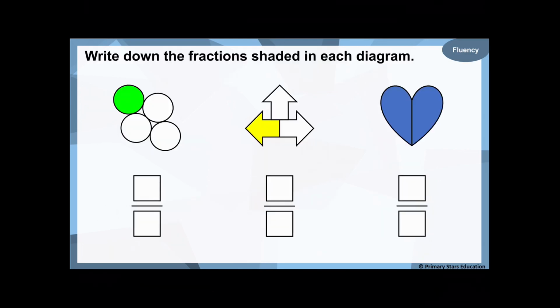Now write down the fractions that have been shaded in each of these pictures. How much has been shaded in the green picture? That's right, 1/4. Now look at the yellow arrows. How much has been shaded? 1/3. And now look at the heart. How much has been shaded here? The hearts have been split into half, but both halves have been coloured.